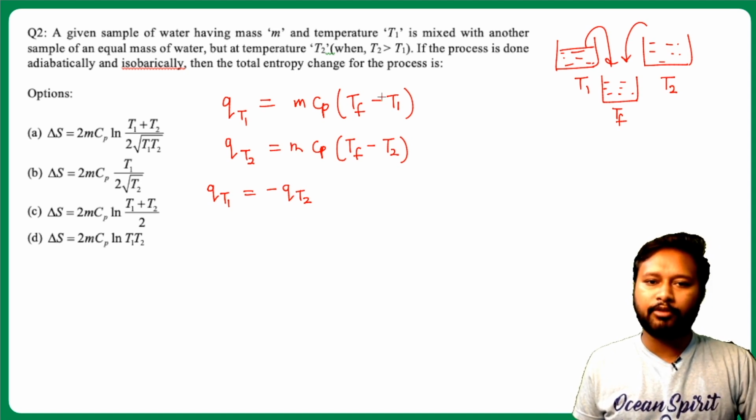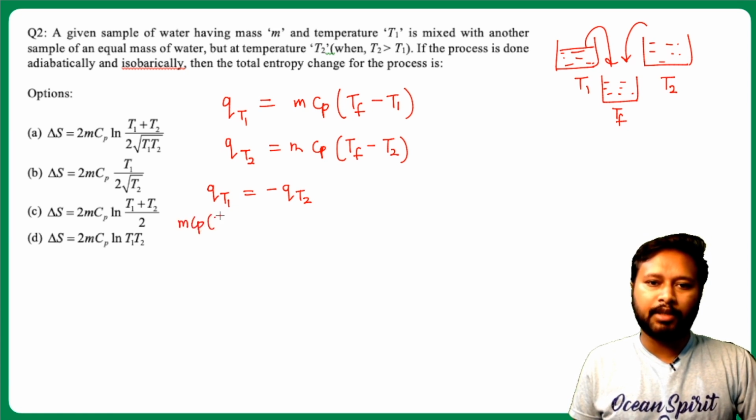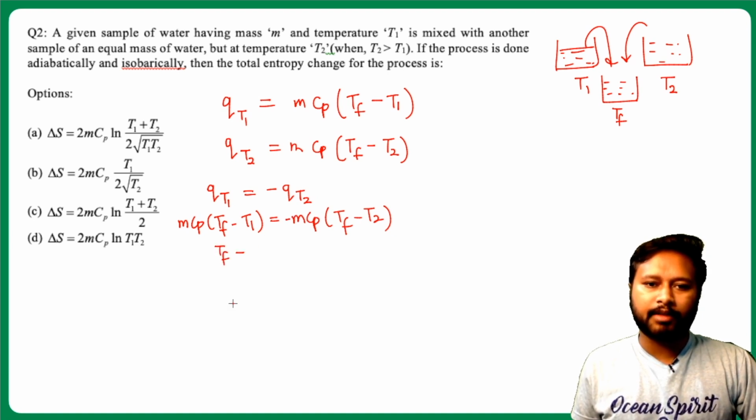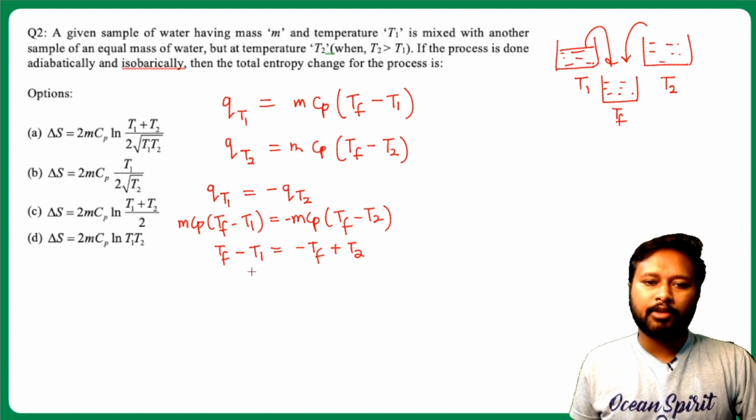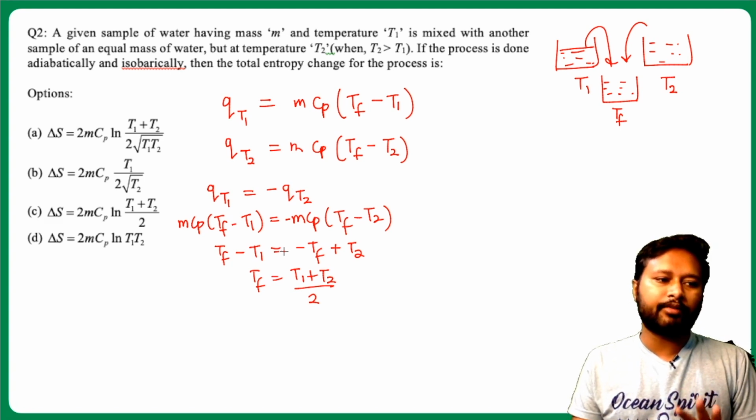That's why the sign is different for both of them, and the amount of heat will be the same for both of them. So we'll put the values from the relation which we have just developed. So mCp (Tf minus T1) is equal to mCp (Tf minus T2). Cancel out m and Cp, and here is a minus sign as well. So Tf minus T1 is equal to minus Tf plus T2. On solving this, taking Tf to one side and T1 to the other side, you will get Tf is equal to (T1 plus T2) divided by 2. So this is going to be my final temperature of the system.